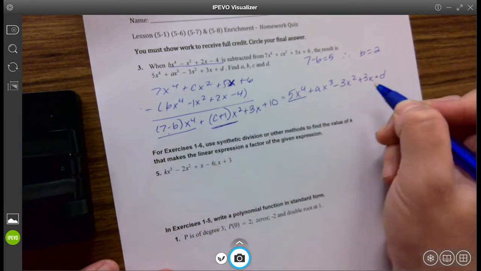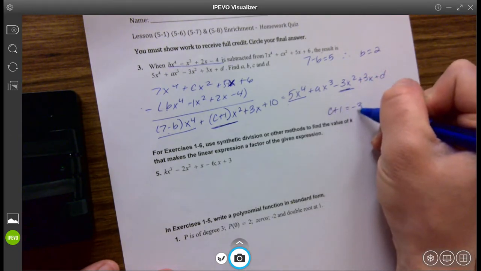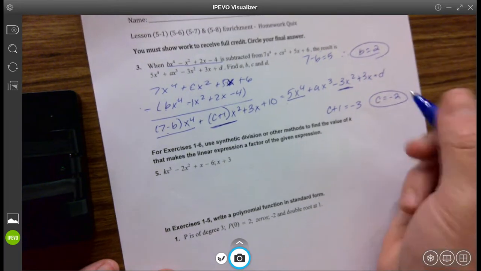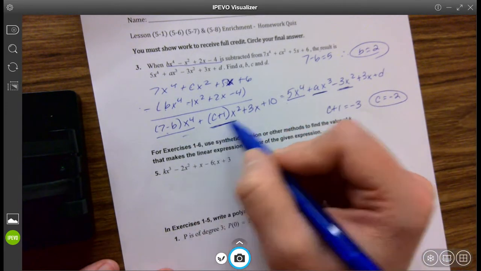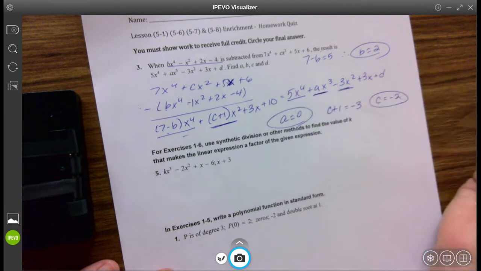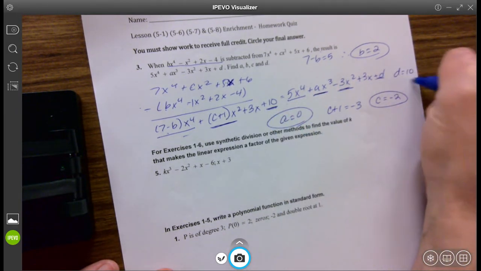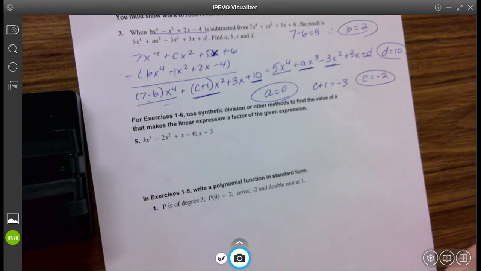C plus 1 is x squared. Negative 3 is x squared. So c plus 1 equals negative 3. C equals negative 2. Oh, I have an ax cubed here, but I don't have an ax cubed here or any kind of x cubed, so it doesn't exist. Therefore, a must be 0. And lastly, here's a constant, so d is 10. Does that make sense? Of course it does. Okay. Just being silly. All right.